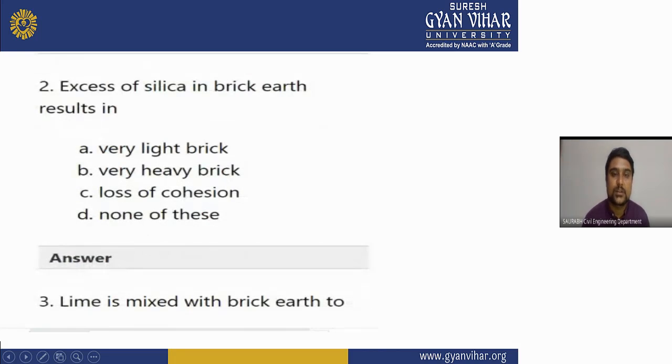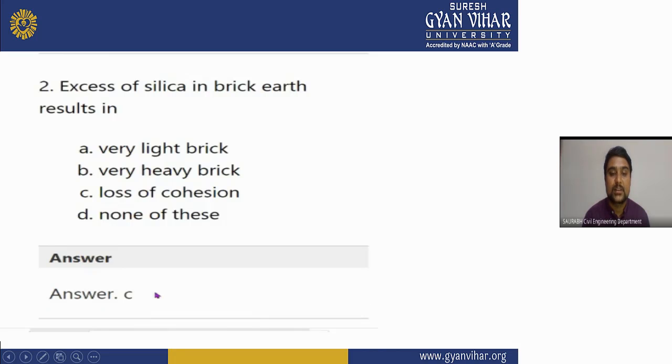Let's come to the next question. What will be the effect of excess of silica in brick earth? What will happen? The options given are: very light brick, very heavy brick, loss of cohesion, and none of these. Here the right answer will be C, loss of cohesion. If silica increases in the brick earth, there will be loss of cohesion.